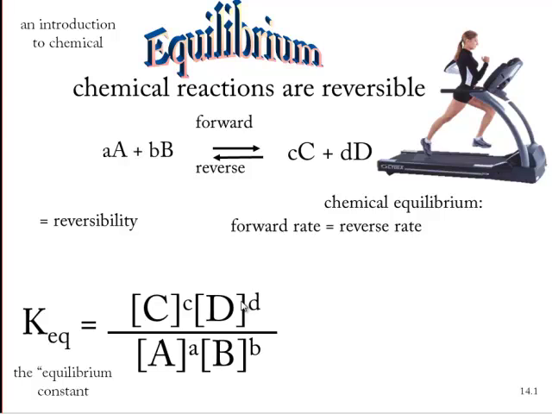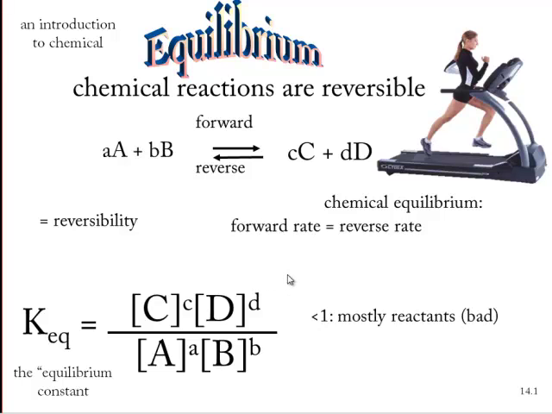Several niggly little things you don't want to forget about this. Number one, those square brackets mean concentrations in moles per liter. These C's and D's, the little ones, become exponents. So the coefficients become exponents, meaning they play a very large role in this reaction. Not quite sure why they did this. I'm sure they had their reasons, but it's something you just have to remember.